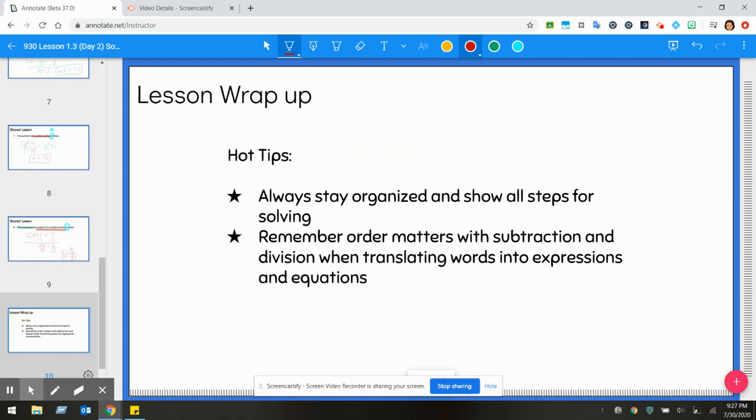All right, so lesson wrap up. Always stay organized. Show all steps for solving. Remember, order matters with subtraction and division. I also want to add in as well: when you see that word than, when you're translating words into math expressions or equations, to always switch the order of the terms.